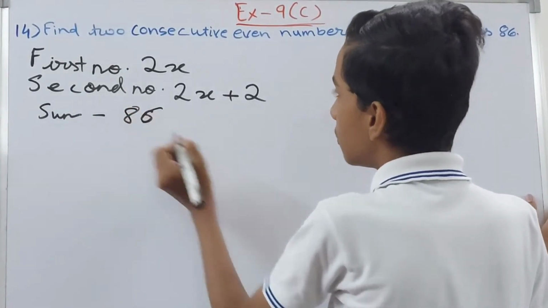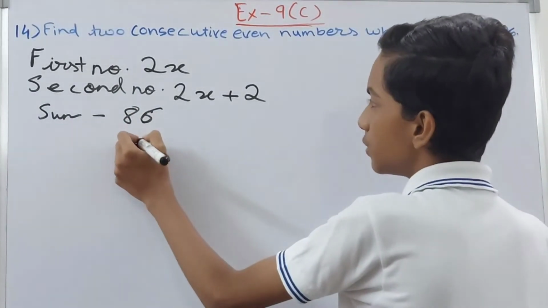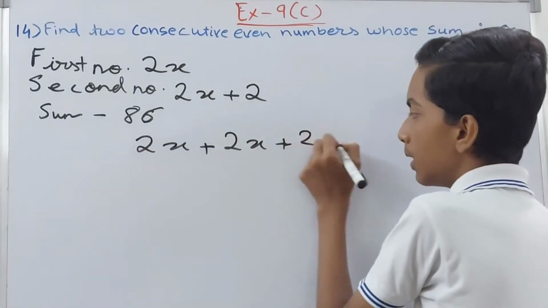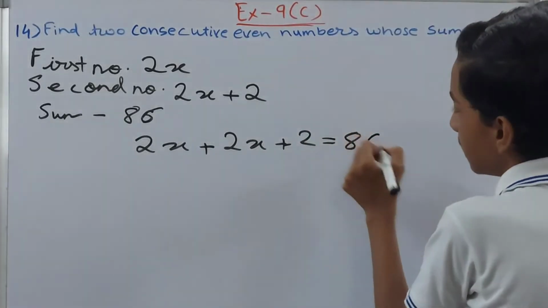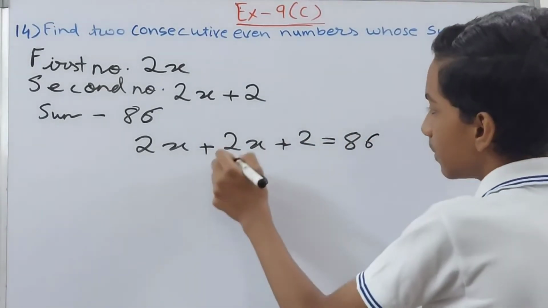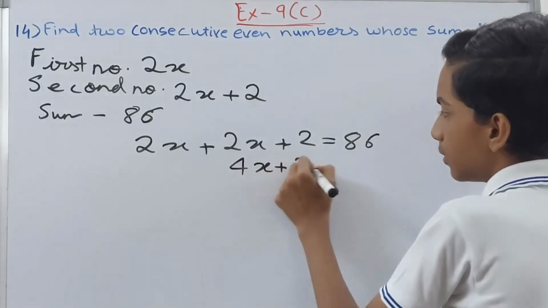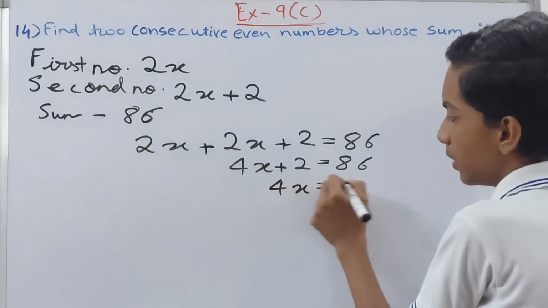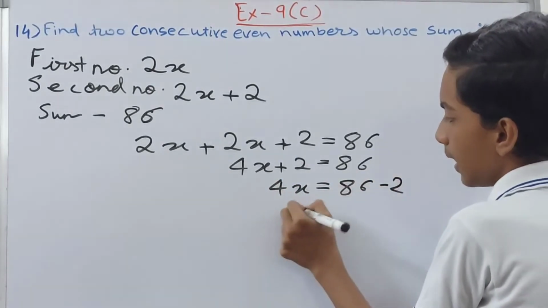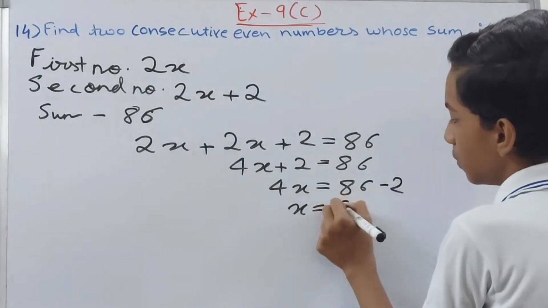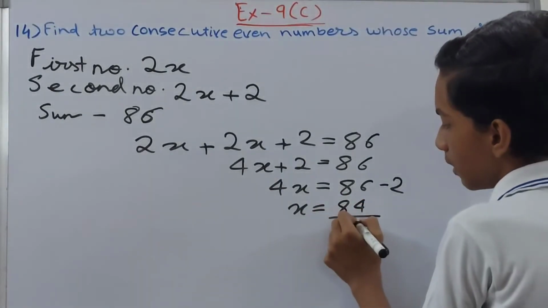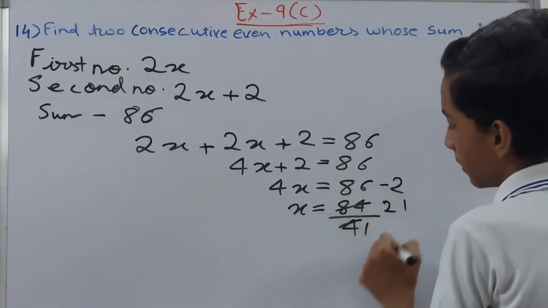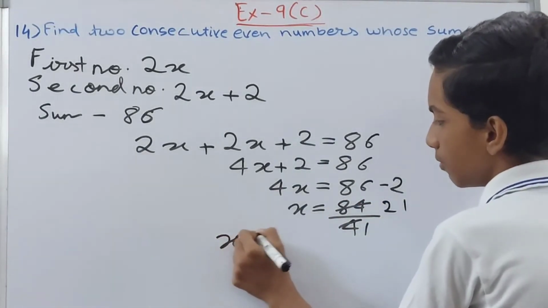It will be an even number, and we know that their sum is 86, right? So what are we supposed to do now? We make the equation, right? So 2x plus 2x plus 2 is equal to 86, right? This we have done. So this becomes 4x plus 2 is equal to 86, right? So 4x is equal to 86 minus 2, and in last x is equal to 84 upon 4, right? So 4 times 21, right? So x is equal to 21.